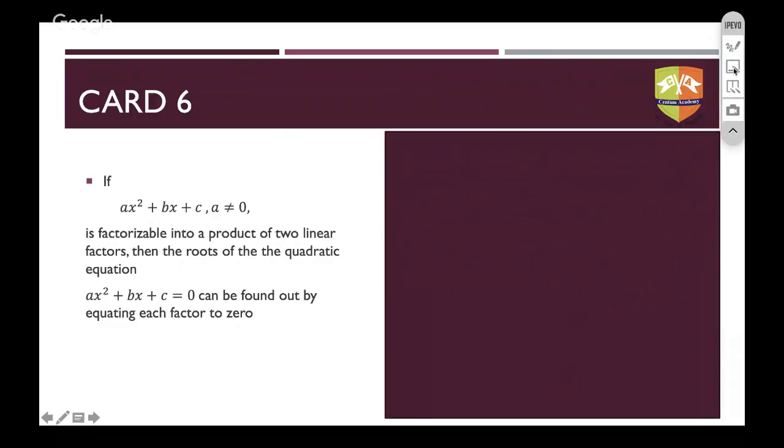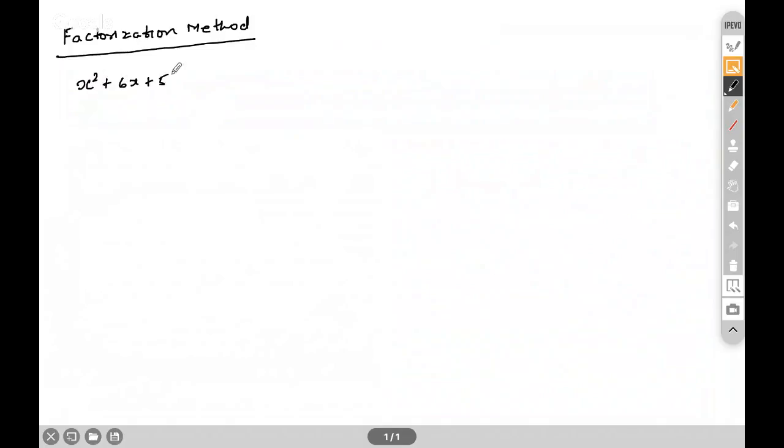Let me take you to this slide now. So what do you do in the factorization method? Okay, so let's say you have, and we'll use examples. Let's say one question is given, and the question is, using the factorization method, solve this very simple question: x squared plus 6x plus 5 equals 0. We'll take difficult ones as well. So x squared plus 6x plus 5 equals to 0.